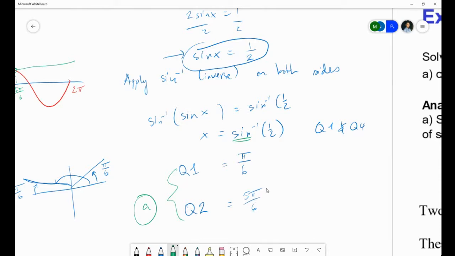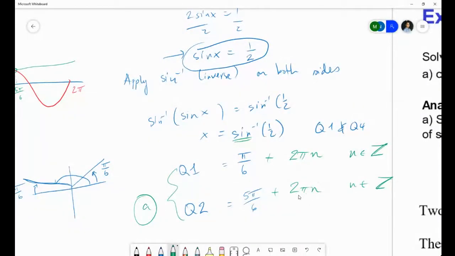Okay, now if we were to extend this to part B, how often will this repeat? How often do the answers repeat? Because I want to find all possible solutions for this equation if there is no restriction in the domain, which means I have to add 2 pi times n, where n is an integer. Okay, now let's try to understand what this means.